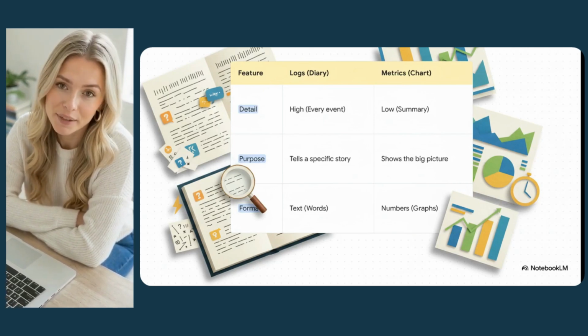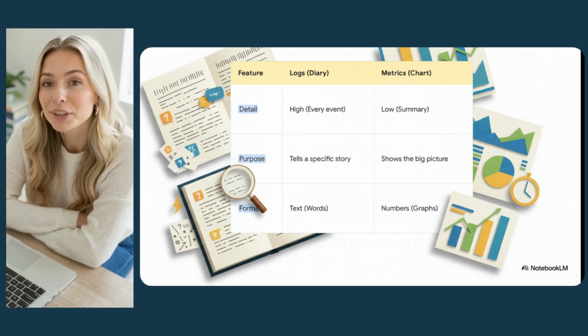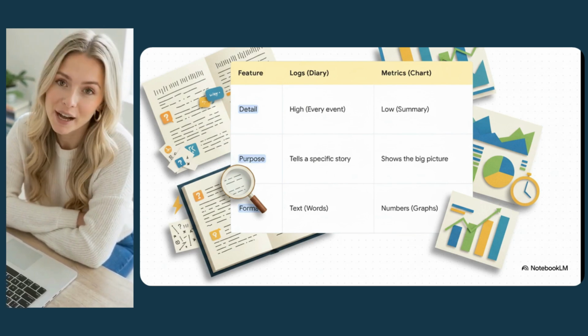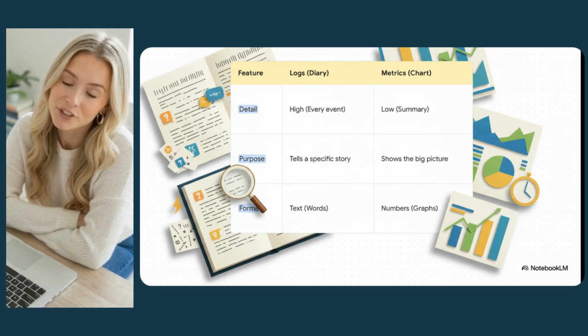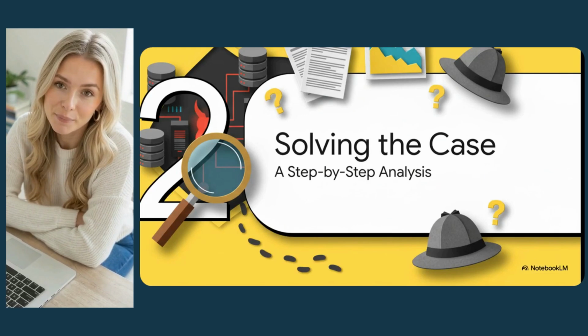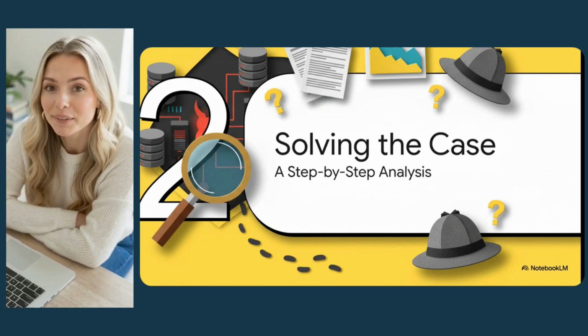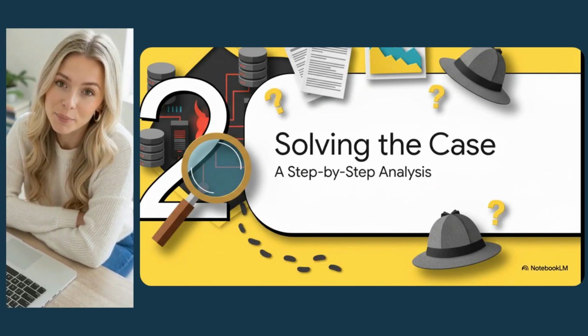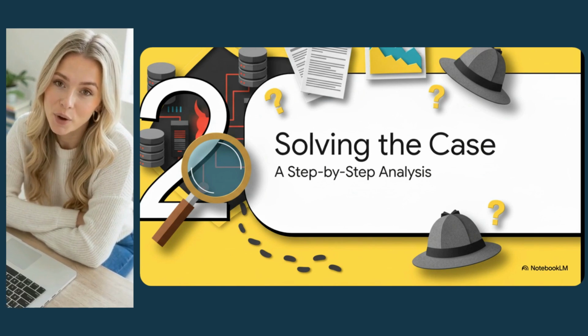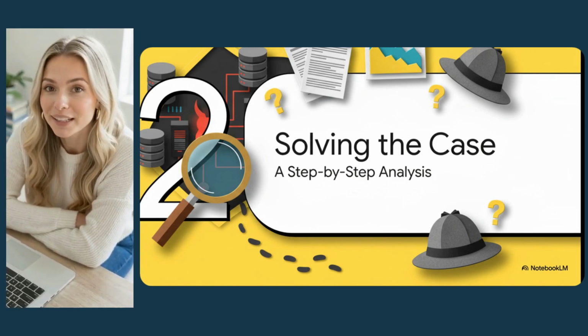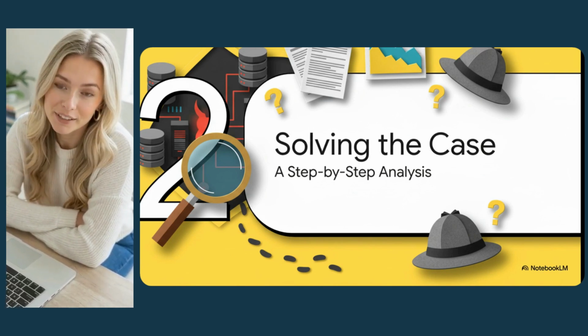Look at this table. It summarizes the difference between the two so well. On one side, we have logs, the diary. It tells you a word for word, detailed story. On the other side, we have metrics, that mood chart. It gives you a general summary with numbers and graphs. The essence of it is this: metrics scream at you about what is happening, while logs whisper to you about why it's happening.